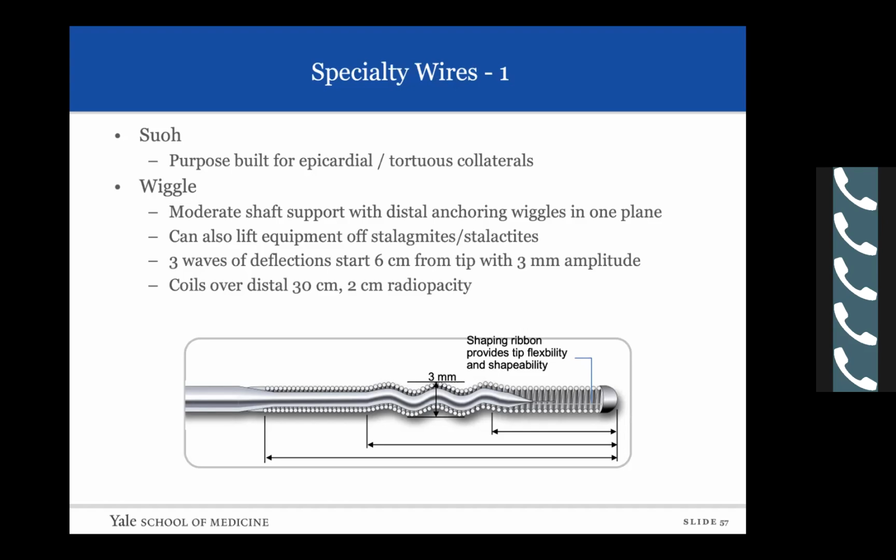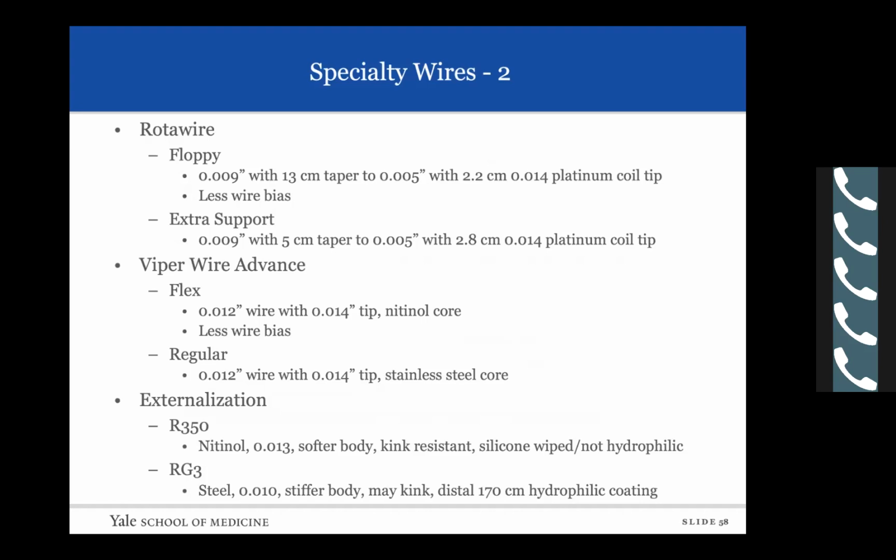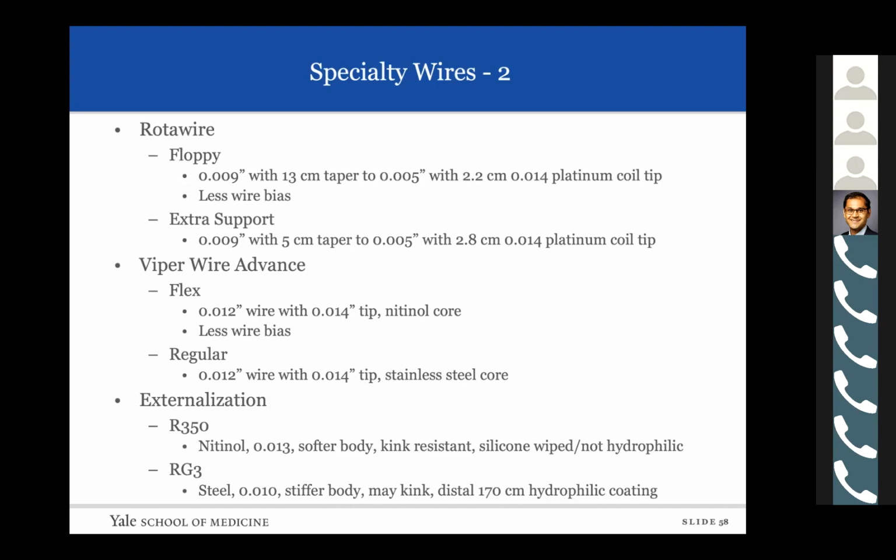And this may help with that. Other specialty wires, Rotawire and Viper wire, are somewhat similar. There's floppy and support wires. The floppy wires give less bias, which is typically preferred. They are smaller than our standard wires. So the Rotawire is 009, the Viper wire is an 012.